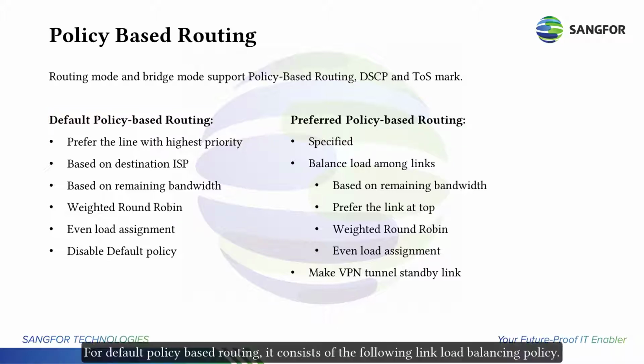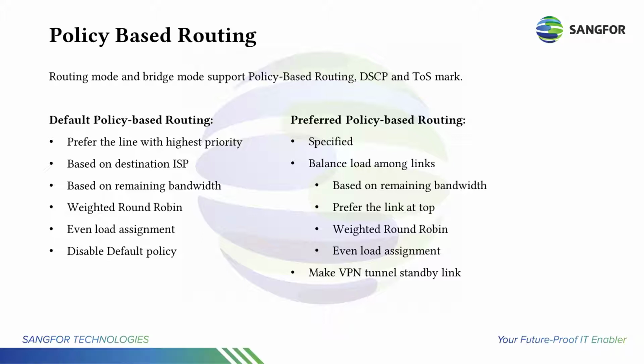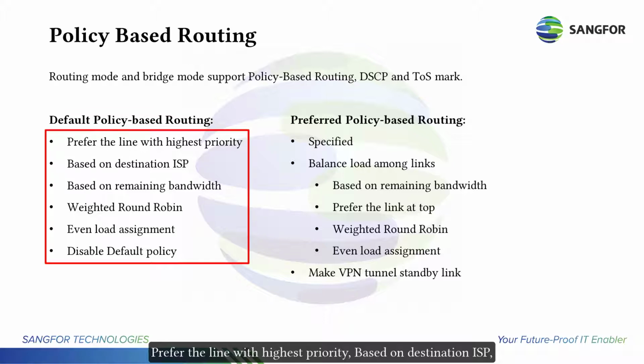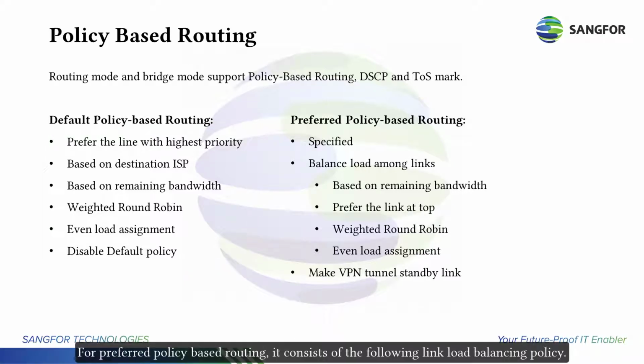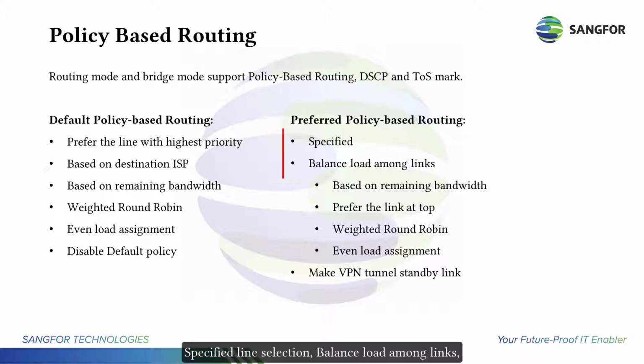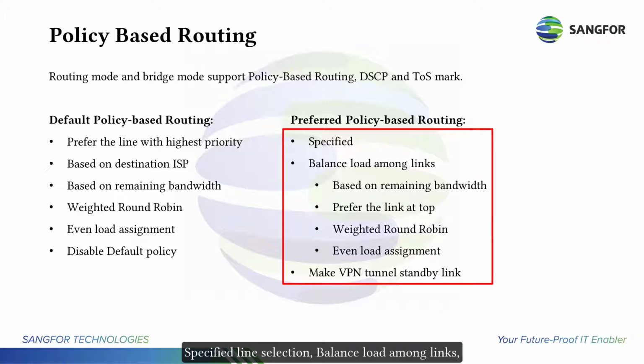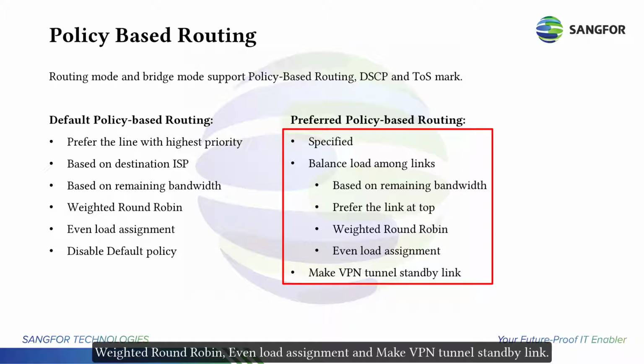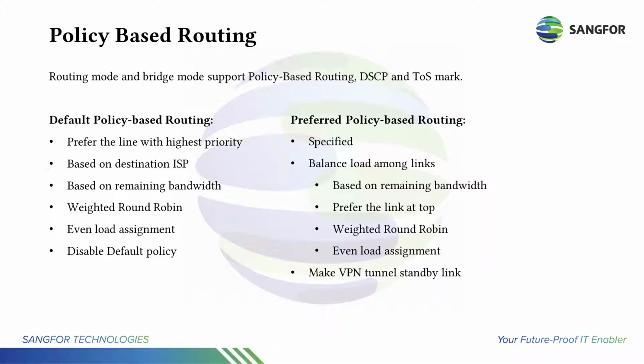Default policy-based routing consists of the following link load balancing policies: prefer the line with highest priority, based on destination ISP, based on remaining bandwidth, weighted round robin, even load assignment, and disable default policy. Preferred policy-based routing consists of the following link load balancing policies: specified line selection, balance load among links, based on remaining bandwidth, prefer the link at top, weighted round robin, even load assignment, and make VPN tunnel standby link.